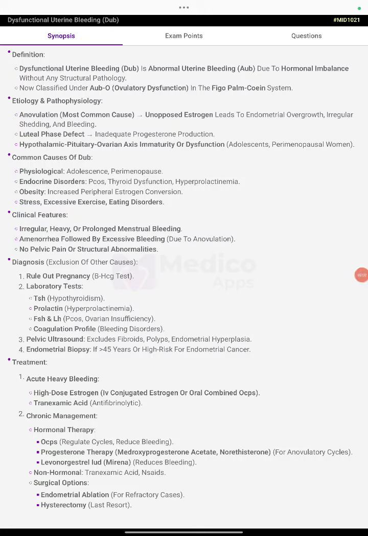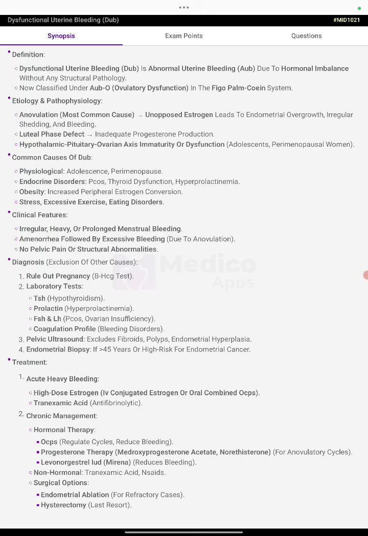Dysfunctional uterine bleeding is abnormal uterine bleeding due to hormonal imbalance without any structural pathology. Now classified under the PALM-COEIN system as ovulatory dysfunction. Anovulation is the most common cause: unopposed estrogen leads to endometrial overgrowth, irregular shedding and bleeding.